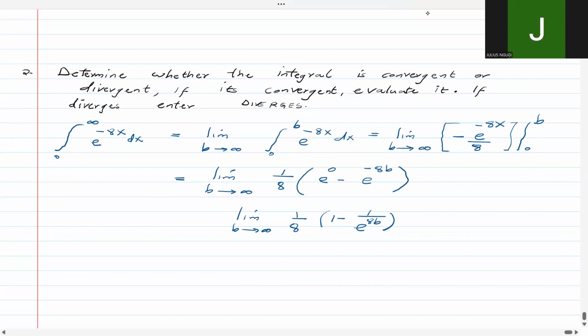And what we know is, as b approaches infinity, the exponential grows very fast, so we're having 1 over a very, very big number. So that becomes 0, ending up with the number 1/8. So this one converges, this one is convergent, and the answer is 1/8. That's the end of the review for quiz 4.